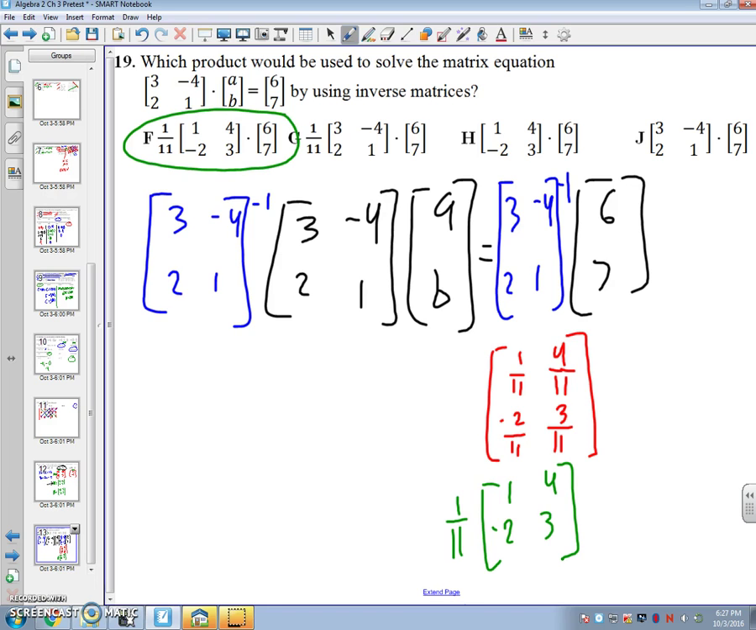So you can find the determinant, and notice how they switch the spots of A and D. They change the signs of B and C. -4 is now +4. 2 is now -2. Alright, and that is it. So if you can do all that, you should be fine for the test.